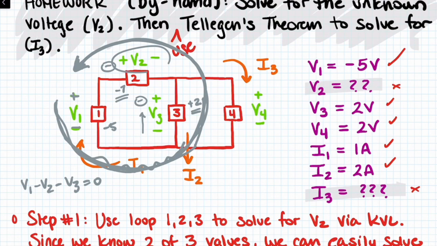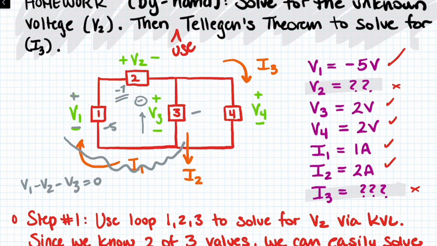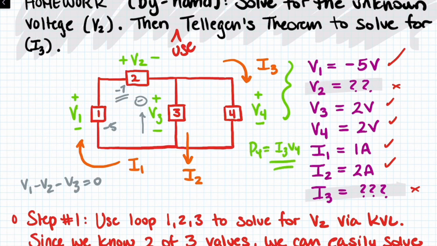Now, if I can clean this up a little bit, sorry, I'm just trying to clean this up. So we see that I3 and V4, these two, they satisfy the passive sign convention. So we know that P4 should be equal to I3 V4. That's good. I2 and V3, those also satisfy the passive sign convention. So we can imagine P3 will be equal to I2 V3. Okay, good.